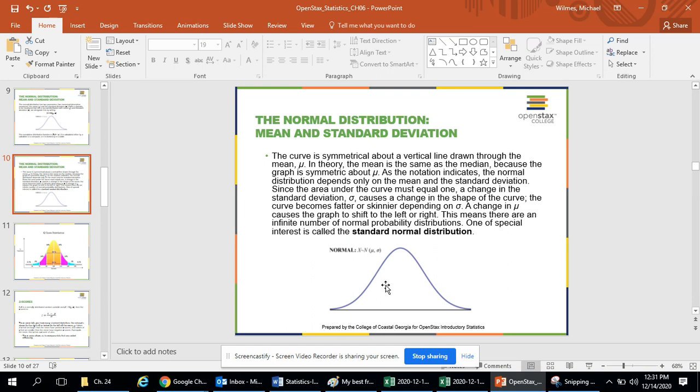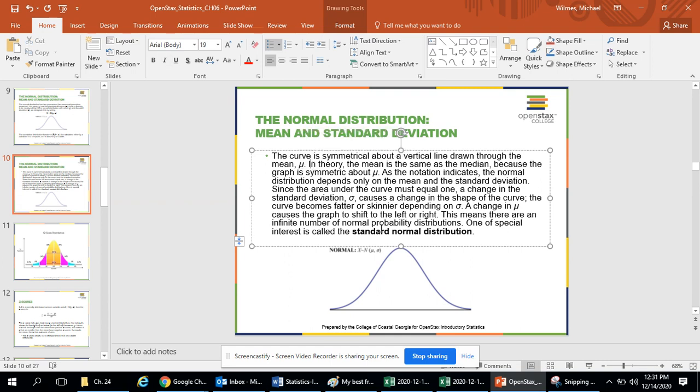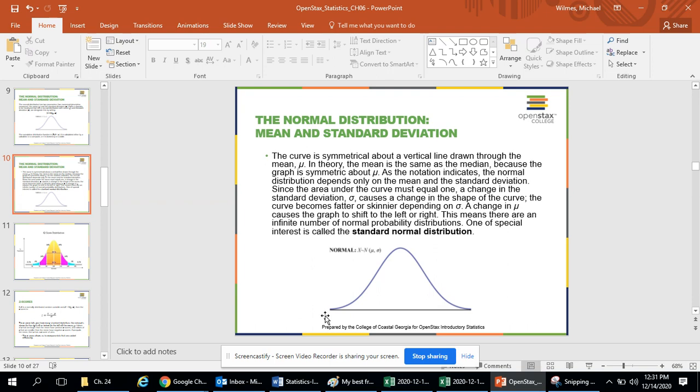So once again, normal distribution curve, we have the mean, otherwise known as mu, right down the middle. And remember the area under the curve. This is a probability distribution, so the area under the curve must equal 1. And the standard deviation tells us how spread apart the data is. So the larger the standard deviation is, the wider this graph is going to be, and the smaller the standard deviation is, the skinnier and taller it would be.